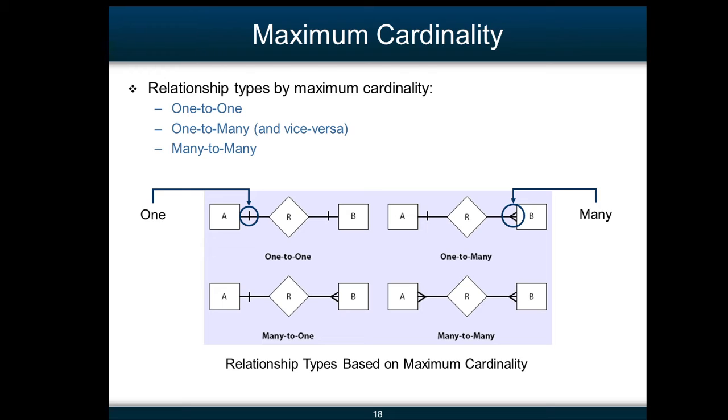Maximum cardinality. The relationship types by maximum cardinality are one-to-one, one-to-many, and vice versa, or that is also many-to-one, and many-to-many. So these are our illustration in the ER diagram. If there is a one-to-one, we just put a 1 beside the entity. And if it's many, we put the crow foot sign beside the entity.